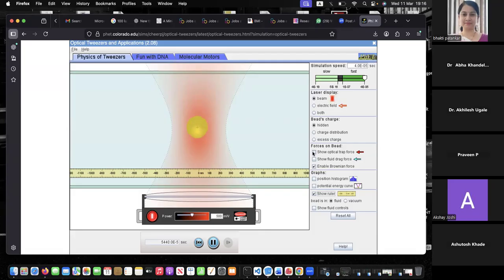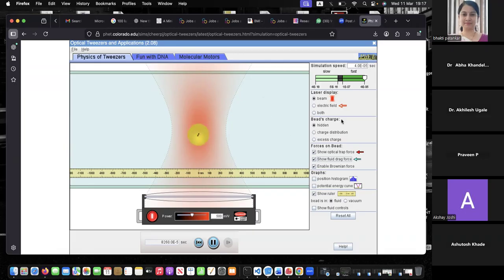Now let's also enable the optical trap force on it. I don't know if you can see at the center, there are two arrows there. One is the drag due to the water, and the red arrow is really your optical force. So you see that the bead is not jiggling away and moving away from the focus. The beam is really pulling it back.